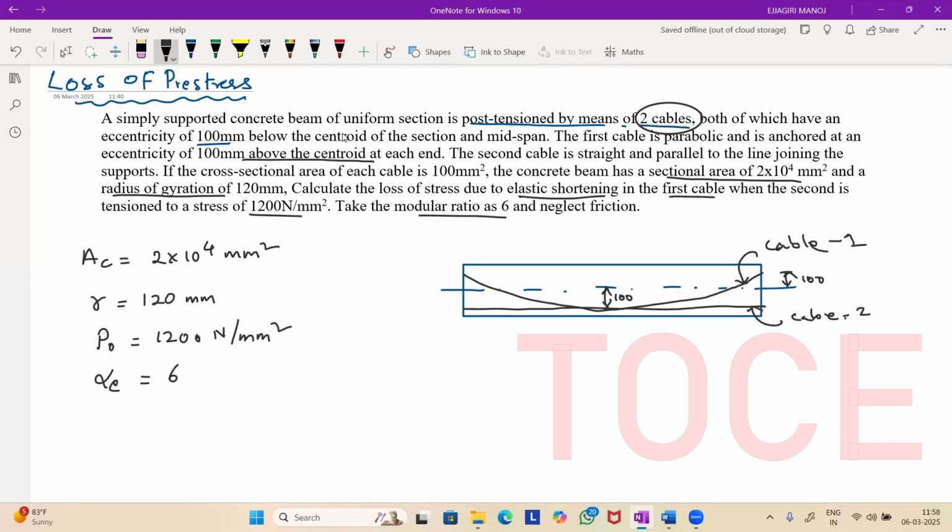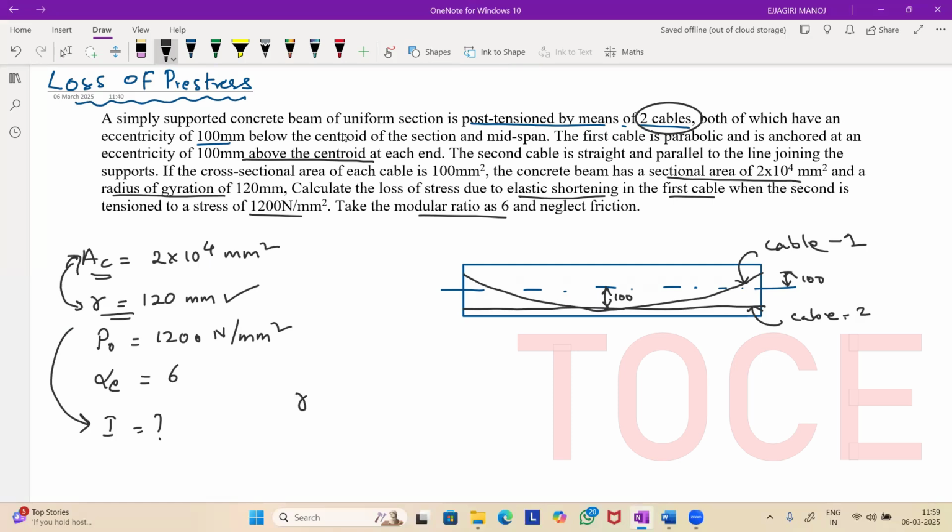One more thing, if you observe here, we don't know the moment of inertia of this concrete beam. We can calculate I only if we know the cross-section dimensions, whether it is a rectangular beam or an I-section beam, but that's not mentioned here. He has not given any dimensions of the beam section. But we need to find I. For that we are going to use the r value and the area of concrete. Using the radius of gyration and the area of concrete, we can find the moment of inertia I. If you remember, we have a relation between I, radius of gyration, and area of concrete.